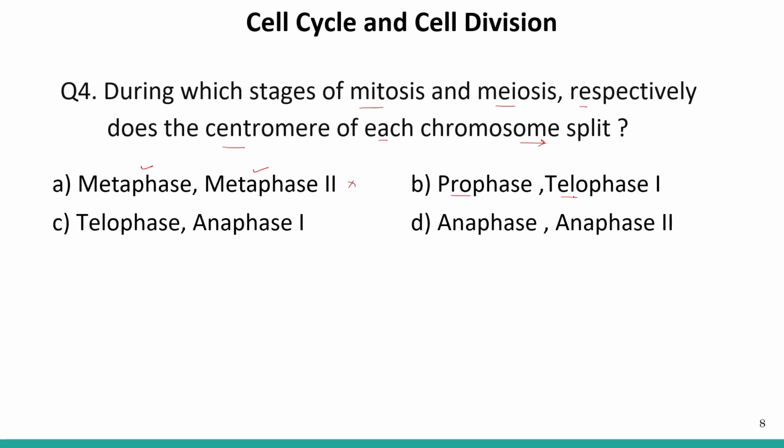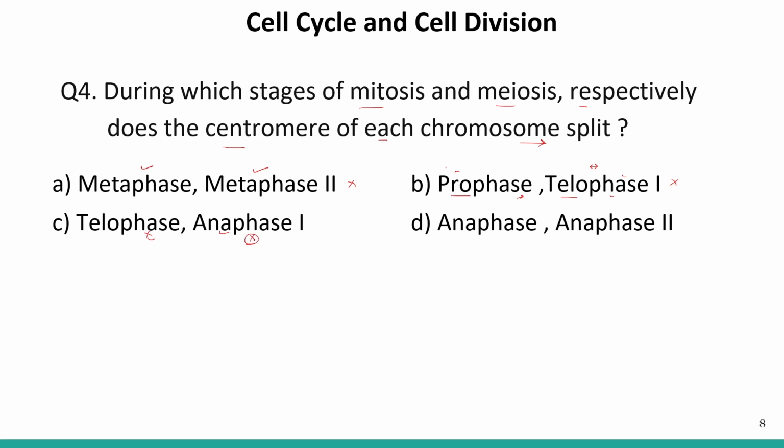Prophase and telophase they are saying. In prophase, condensation of chromosomes is taking place and the nucleolus and nuclear membrane are disappearing. Telophase is the reverse of prophase, with appearance of the nuclear membrane, nucleolus and cell organelles. So this cannot be the answer. Now they are saying telophase and anaphase 1. Again, telophase cannot be the answer.